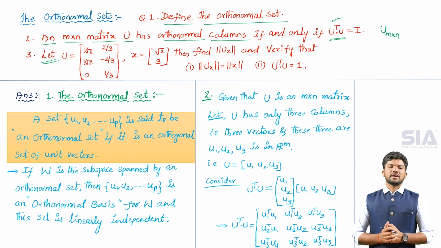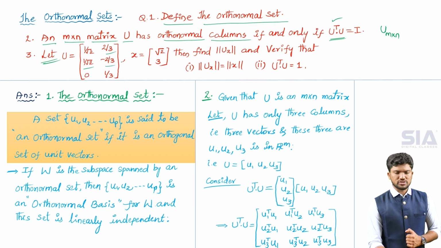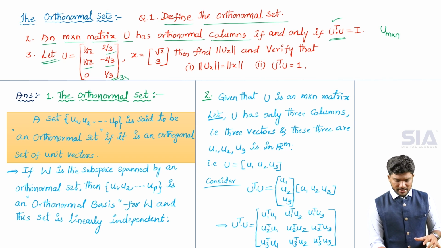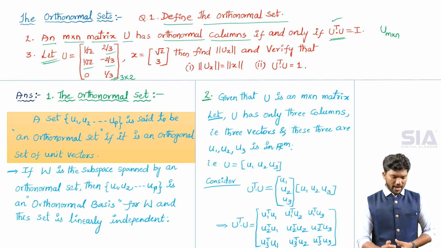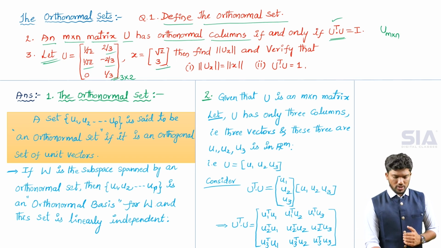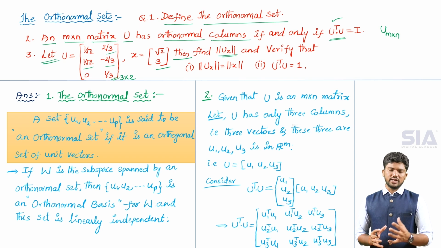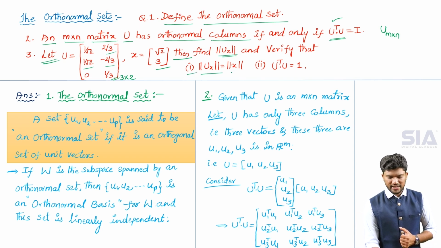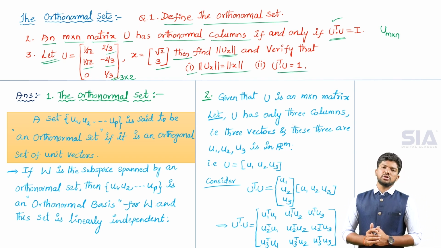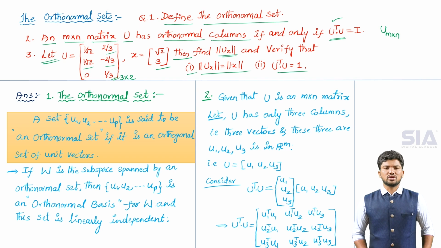The third problem is: let capital U be the matrix with rows 1 by root 2, 2 by 3; 1 by root 2, minus 2 by 3; 0, 1 by 3. Here capital U is a 3 by 2 matrix: 3 rows and 2 columns. And we have small x equal to root 2, 3. Then find the norm of Ux and verify that the first condition is norm of Ux equal to norm of x. The second condition is U transpose into U equal to I. This is the total question regarding orthonormal sets.